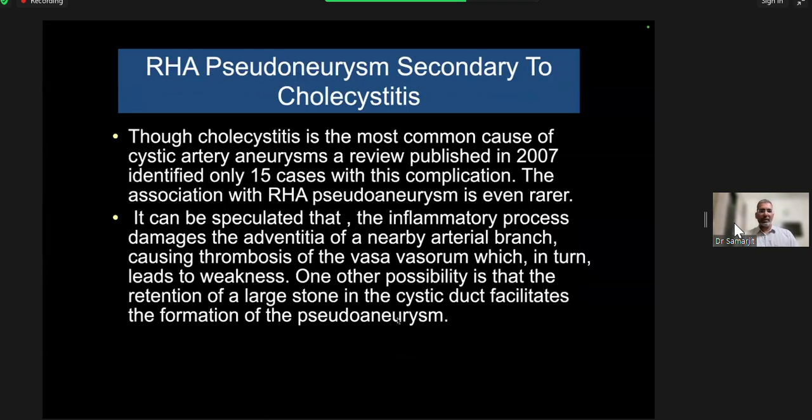Okay, so the inflammatory process can damage the adventitia of a branch, and that can cause thrombosis of the vasa vasorum, which can tend to lead to weakness, right? And so on and so forth. This is the theoretical aspect of how an RHA pseudoaneurysm can develop secondary to cholecystitis.